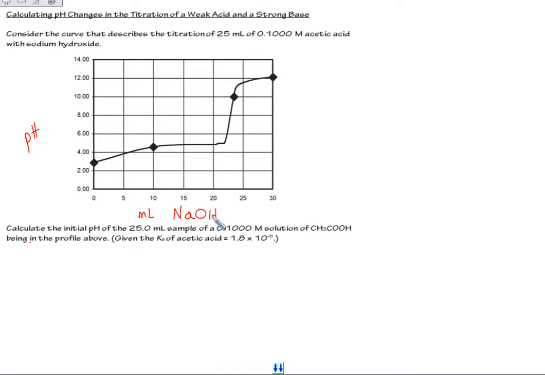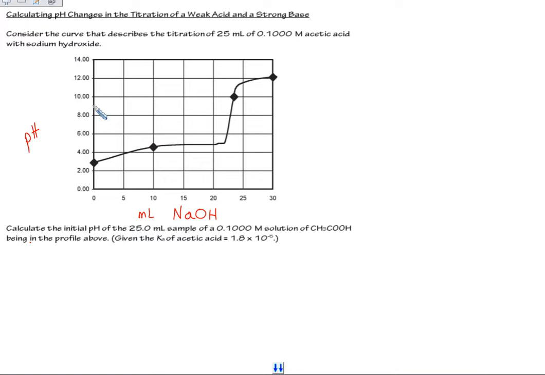That looks like a pretty typical graph. If I go halfway in this big jump, I should be somewhere around the equivalence point. I would expect a pH greater than 7, so somewhere around an 8 maybe. This looks like a typical graph for a strong base, weak acid. Initially, we're going to calculate the pH of that weak acid.